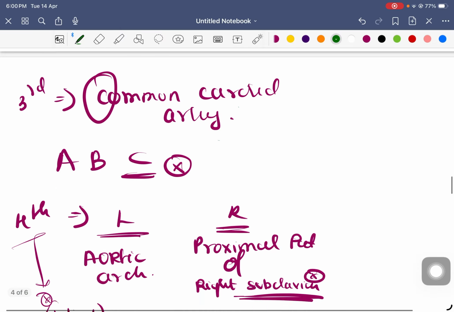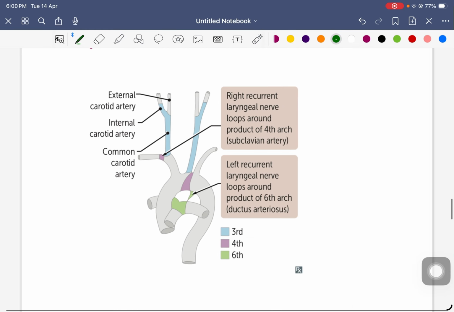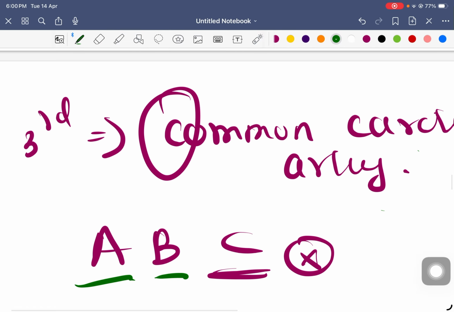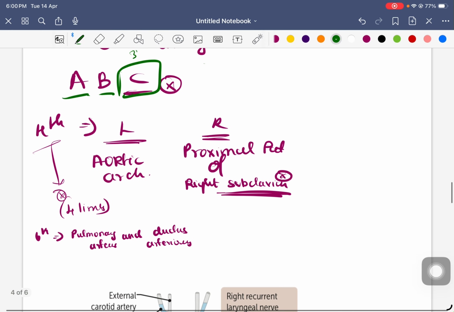Third one is the common carotid artery. Here we can remember as A, B and C. So C is the third one. So the third one is common carotid artery.